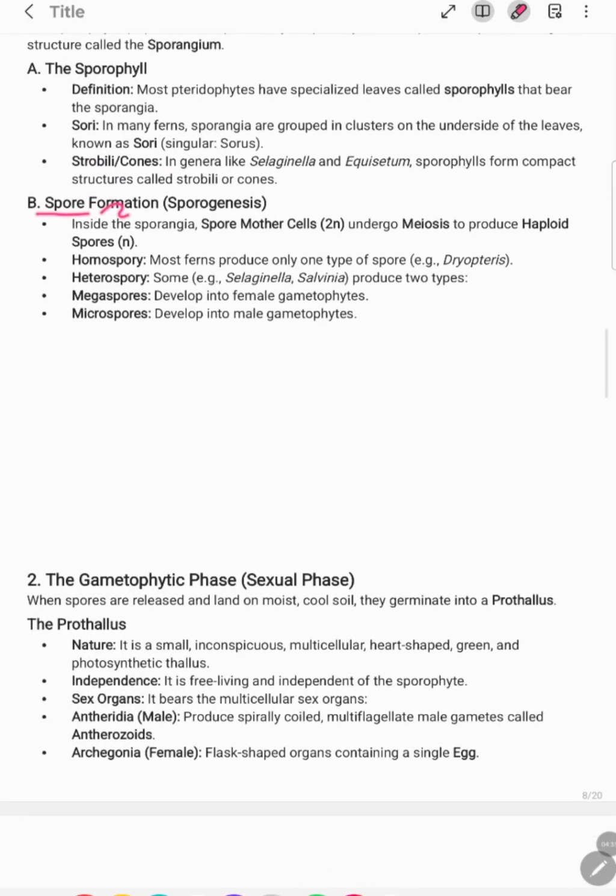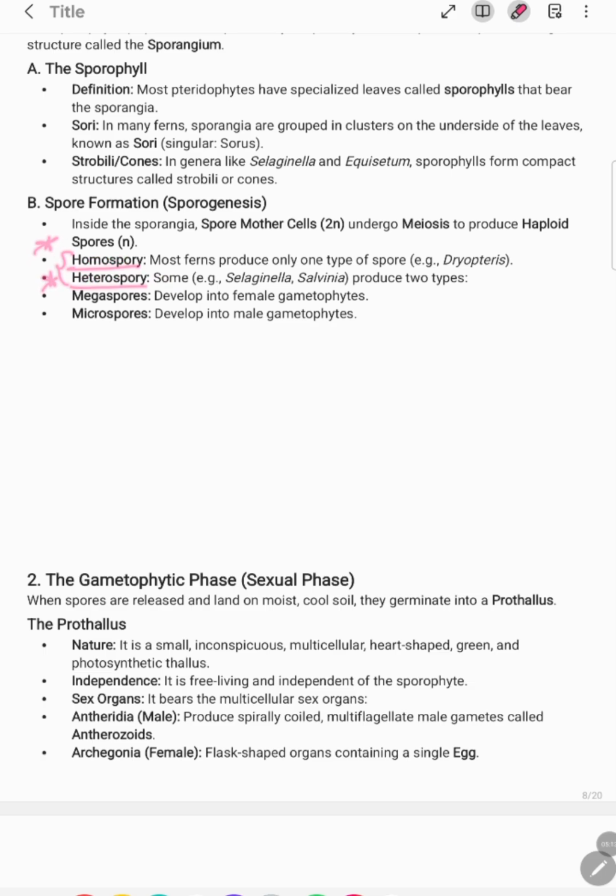Now, the next topic is spore formation. As we have discussed, inside the sporangia, the spores are produced from the spore mother cell, which is 2n in nature. This spore mother cell undergoes meiosis and leads to the formation of spores, which are haploid in nature.